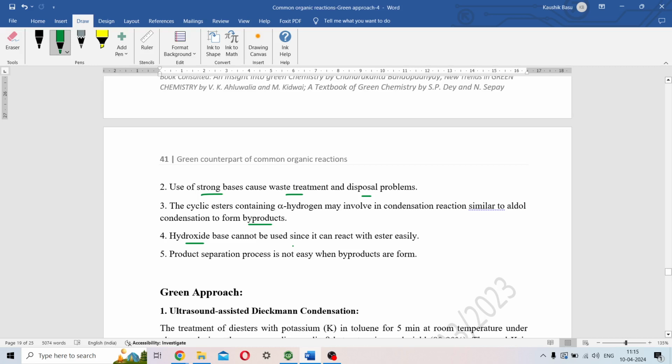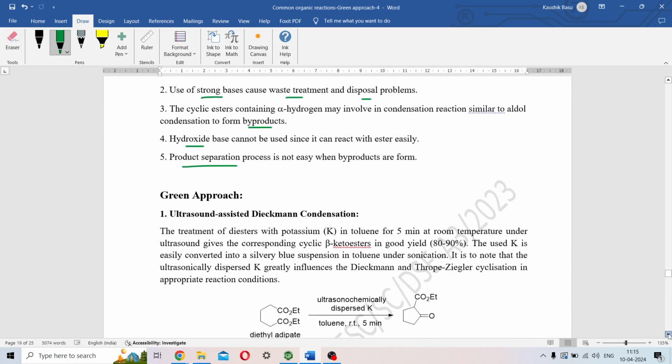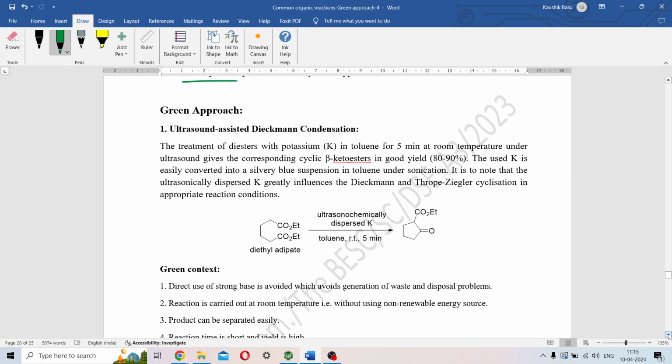As byproducts form, you have a tedious product separation step involved, so that's not very good either. So these are the non-green aspects of the Dieckmann condensation. However useful the reaction is, there are certainly some limitations. So chemists have devoted a large amount of time to come up with greener alternatives, and they have done quite a bit of work on this. We will discuss only a few.